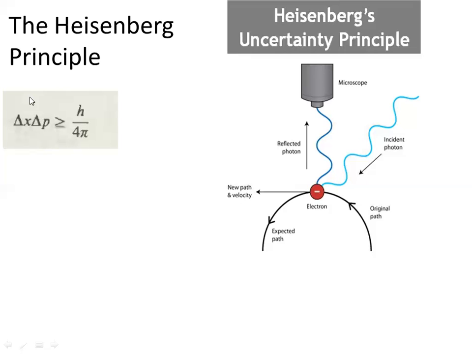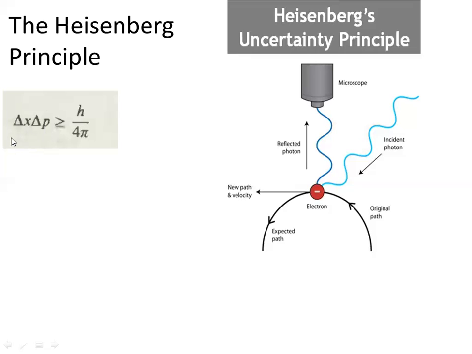So he established a very simple equation. This is delta x. X is the position or the distance, where the electron is right now, and p is the momentum. Momentum is mass times velocity. So velocity is there and position is there. Those are the two things I am going to discuss over here.